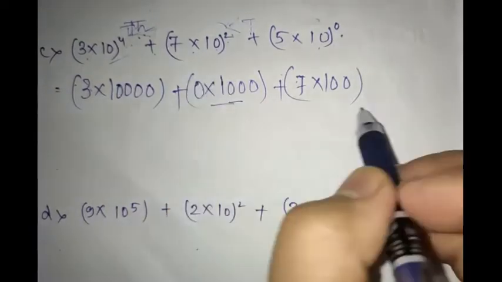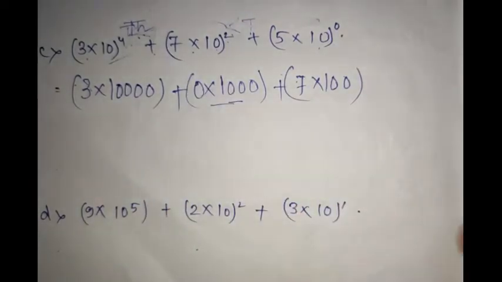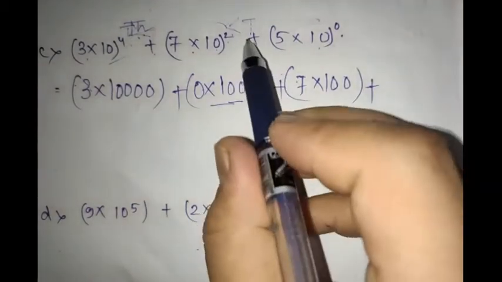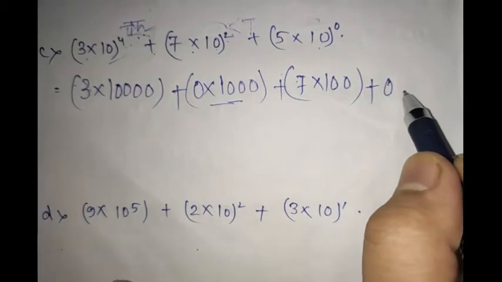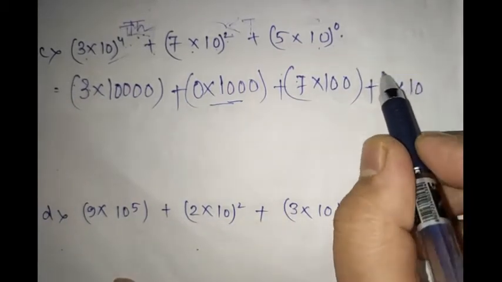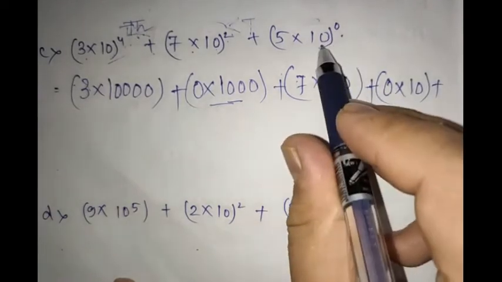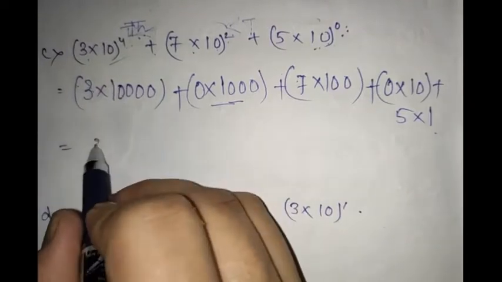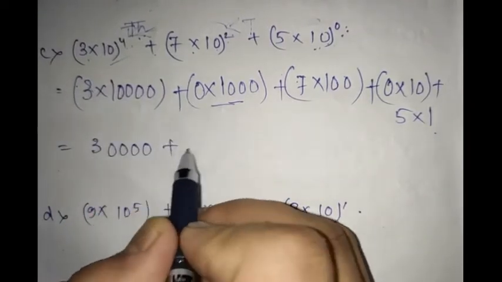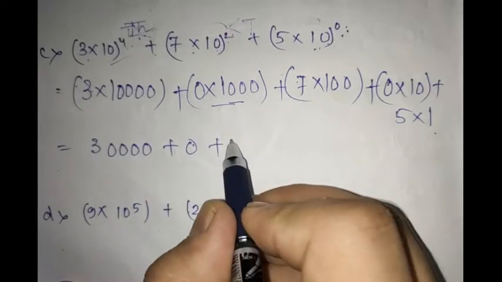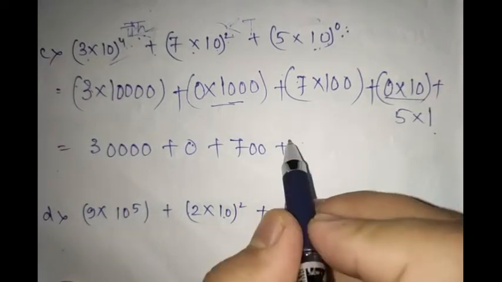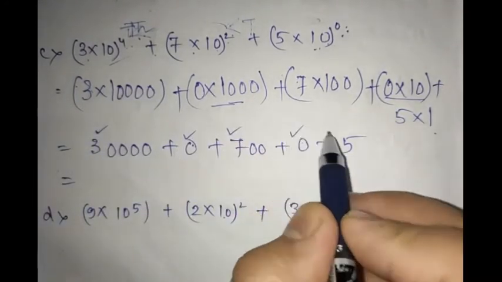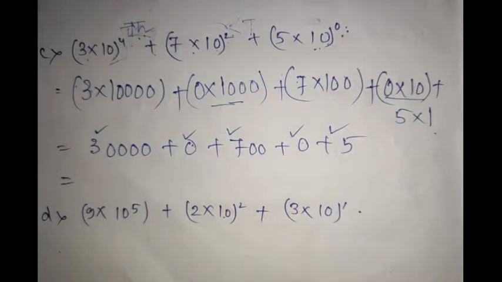Whatever is given, you will write directly, but you have to look after what is not mentioned. The tens place is missing. If that is not mentioned, then you will multiply that with 0. Then plus 5 into 10 to the power 0, whose value is 1. So 3 into 10,000 is 30,000, plus 0 into 1000 is 0, and 7 into 100 is 700, plus 0 into 10 is 0, then plus 5. Now you add this: 30705.